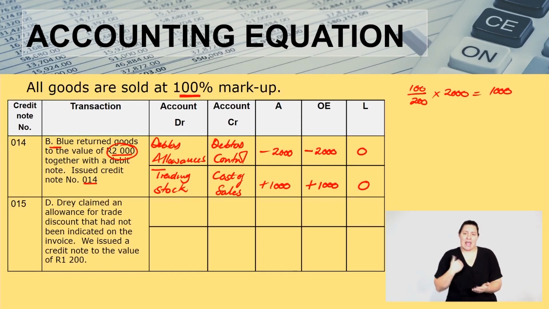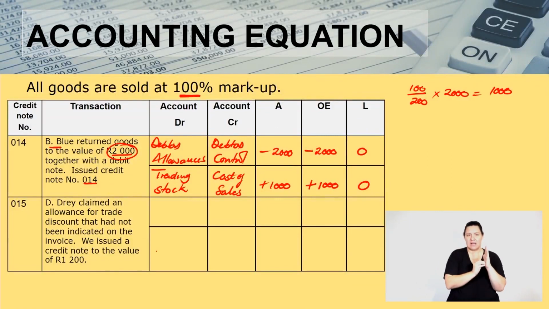Now, let's see what it says on the 15th. D. Drake claimed an allowance for trade discount that had not been indicated. So here there is no return of goods. That means, am I going to have 4 accounts or 2 accounts? I'm going to have 2 accounts. That means I'm not going to record anything in this row. I'm just going to come here and I'm going to debit my debtors allowances.